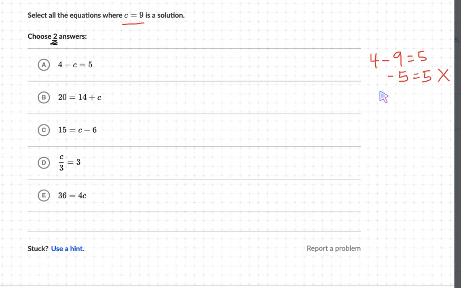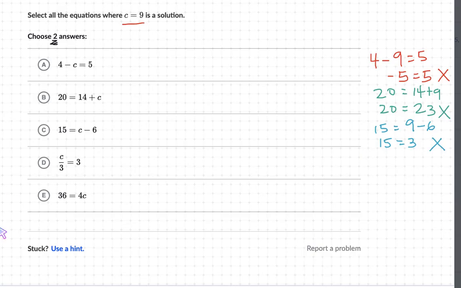Let's try the next one. 20 equals 14 plus, instead of c, we're putting in 9. 20 equals 14 plus 9. That's 23. Does 20 equal 23 make a true statement? No, that makes a false statement. So that one doesn't work either. Let's see, next one. 15 equals, instead of c, we're putting in 9. So does 15 equal 9 minus 6? 9 minus 6 is equal to 3, so that's not a true statement either.